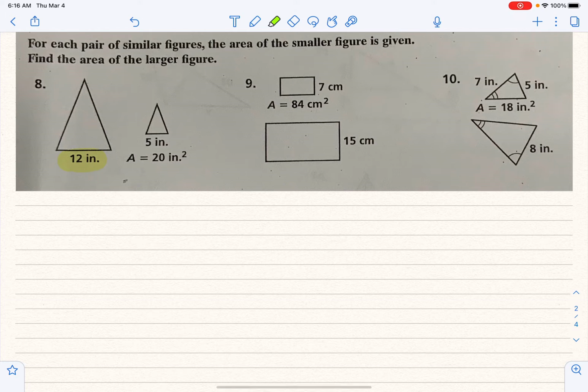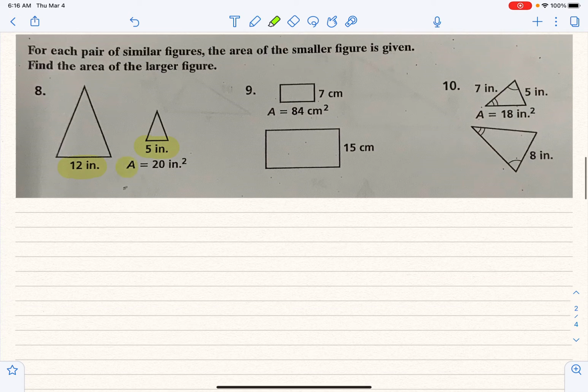We're given the length of one side for each of these and the area of the smaller figure. Okay, so let's think about this. For number 8, the first thing I do is I go, okay, I know that the similarity ratio is 12 to 5. And how do I know that? Because that's the ratio of two corresponding sides.